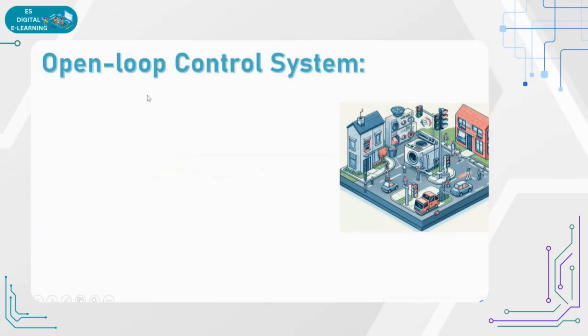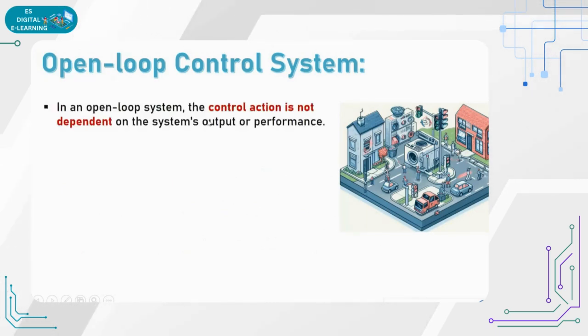And moreover, the open loop control system is not dependent on any activity that you follow. Whatever input you give, only that output will be expected. So in the open loop system, the control action is not dependent on the system output or performance. Whatever you do, you will get it.